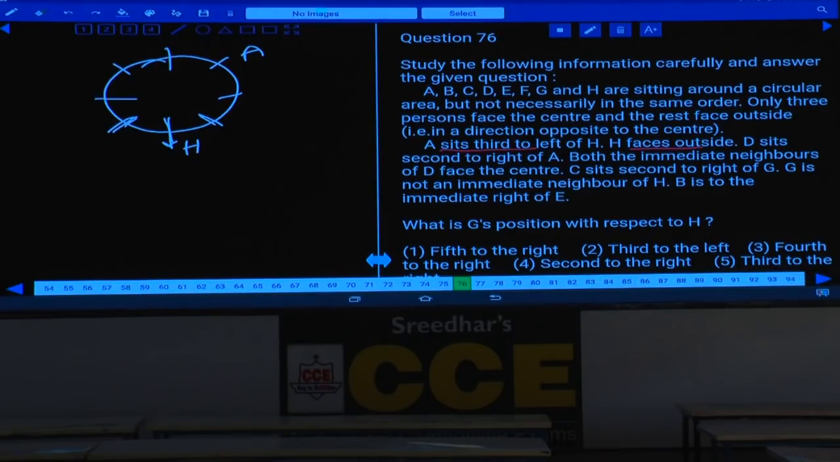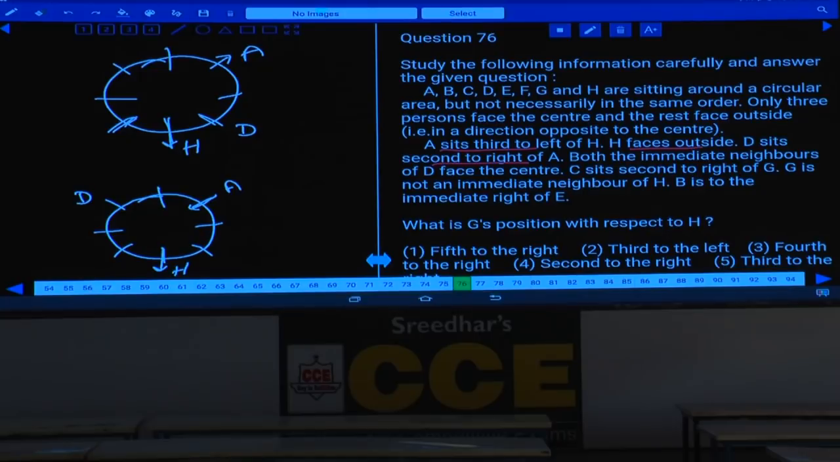As D is seated second to the right of A, how many possibilities can we have? We can have 2 possibilities. If A is facing away from the center, D will be here because D sits second to the right of A. And in the second case, what is the second possibility here? Now H is facing away from the center, and A is here. A sits to the left of H, and H faces outside. D sits second to the right of A. If A is facing the center, D will be here. How many possibilities do we have? We have 2 possibilities.